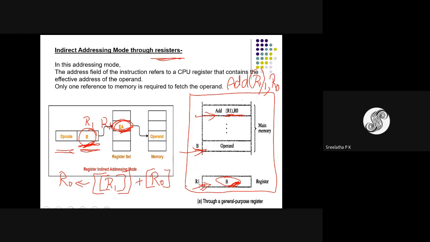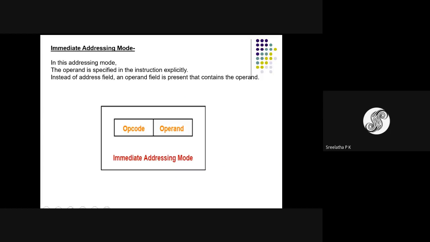Okay, so this is indirect addressing mode. One more addressing mode is immediate addressing mode. It is the simplest addressing mode, you can say. The operand value is directly, or explicitly, mentioned in the instruction itself.